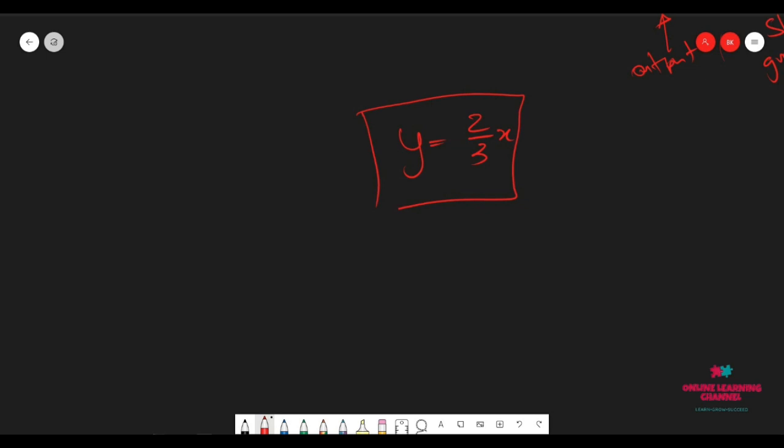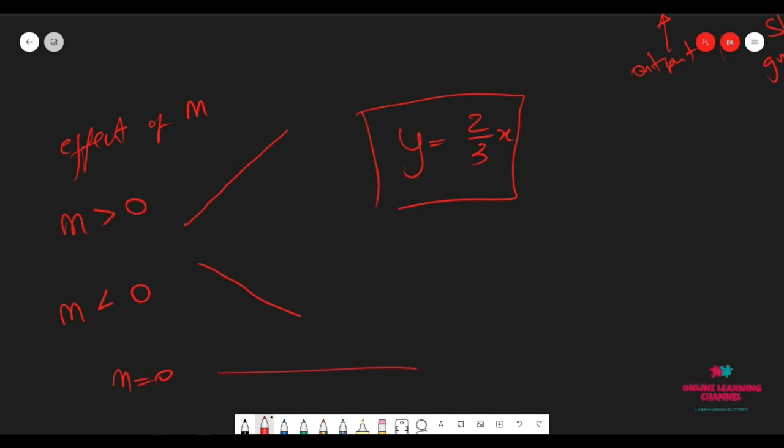Another thing we have to look at is the effect of the slope. If the slope is positive, then we'll have a rising graph like that. If our slope is negative, we'll have a decreasing function in this format. And if our m equals 0, then we are looking at a horizontal straight line in this format.